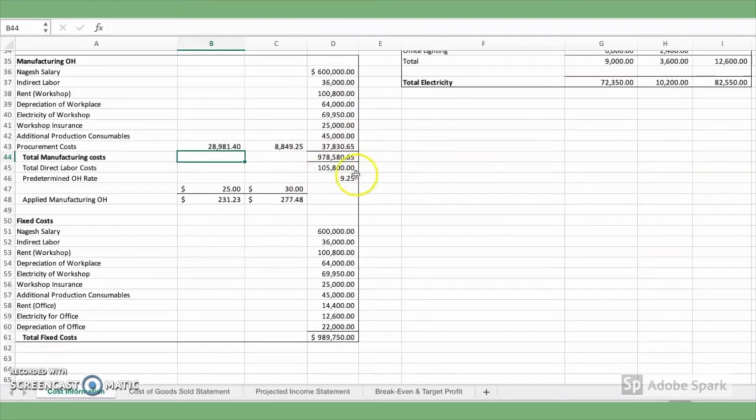So then when we add all of our manufacturing costs up, we get about $978,580. And then again, we know that our cost driver is going to be our direct labor. So we divide that and get a predetermined overhead rate of 9.25. And again, like we said, to get the cost per unit, we are going to multiply it by our cost driver, which is the direct labor per unit, so 25 and 30. And this is going to be how much our overhead is going to be per unit.